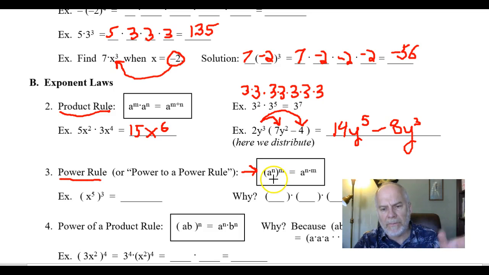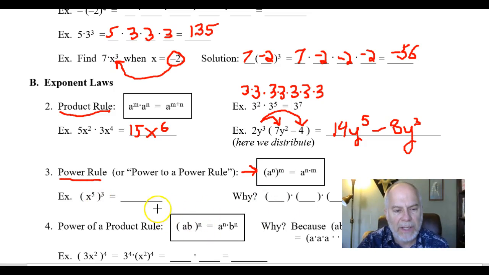And so the answer, or the simplified version of this, is a to the power of n times m. So in other words, when you have a power to a power, you can multiply your exponents. All right? So why is that? Let's consider this example, and I'll talk about the y in a minute. If you have x to the fifth to the power of 3, you have a power to a power, so I can write my base to the product of 5 and 3, so x to the 15th power.